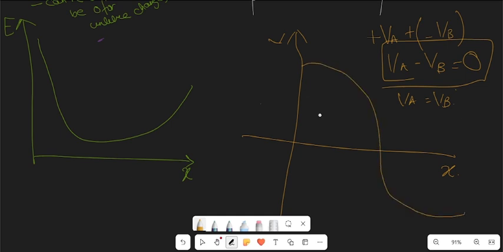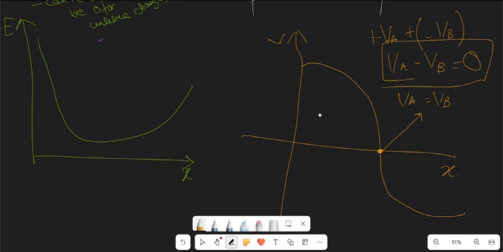At this point, this is the exact point where this happens. We don't say that it becomes 0, we say that the potential of the charges becomes equal to each other. So this is the point where you can put them equal to each other.